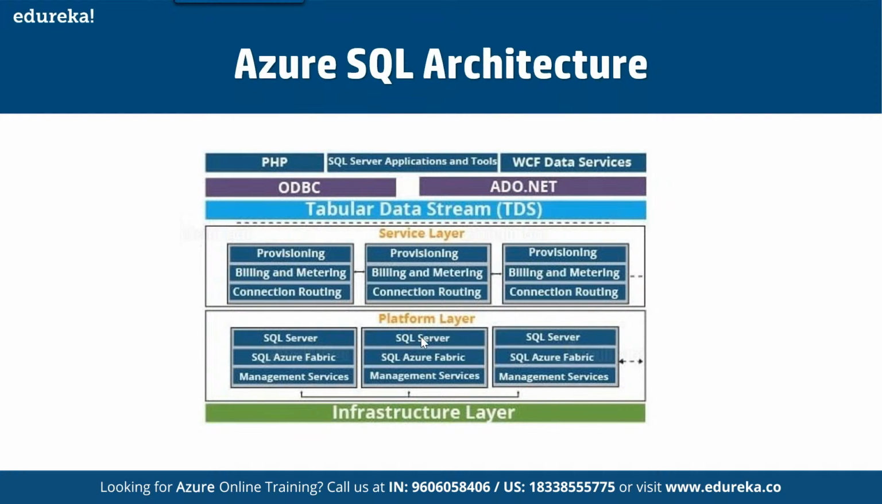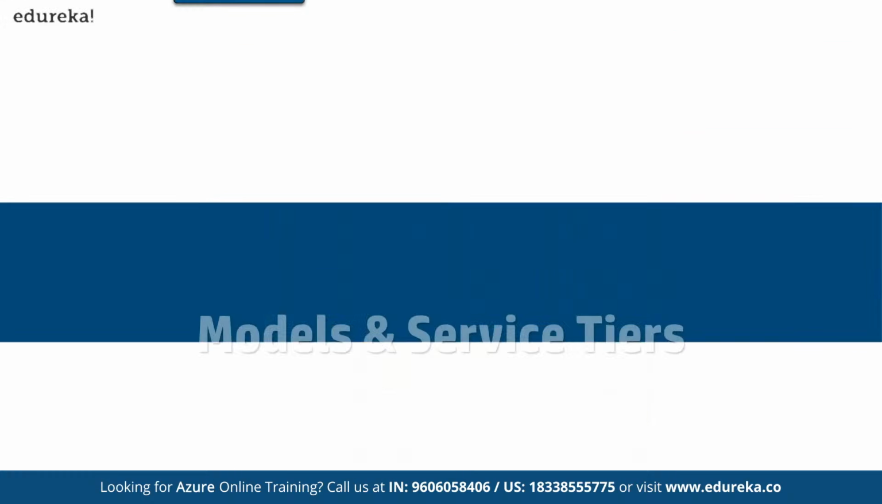Here you see the infrastructure layer at the bottom, and this is the platform layer where you have your SQL Server and the different facilities it provides. Then you have the service layer where you can provision and deprovision, set the metrics, set the limits, see the routing, and see how much is being consumed. The last one is the client layer, which is the front end layer for the users.